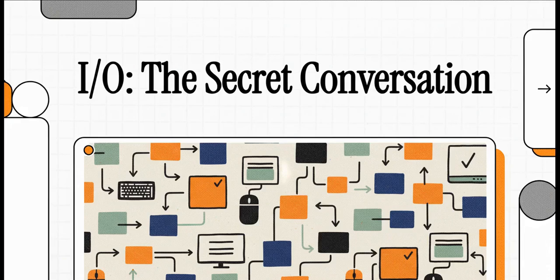Software testing. It sounds so complicated, right? It's full of all this jargon. But what if I told you that at its heart, it's really just a simple conversation? Today, we're going to pull back the curtain on one of its most basic concepts: input and output. And honestly, by the end of this, you're going to see that you're already an expert at this. You just don't know it yet.